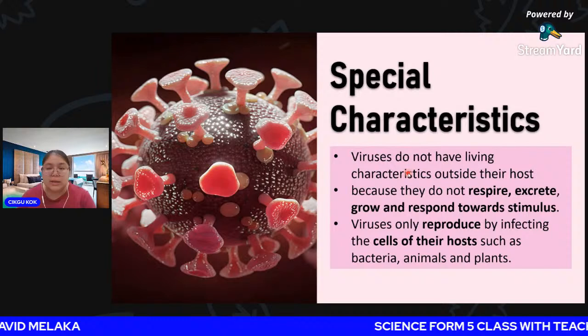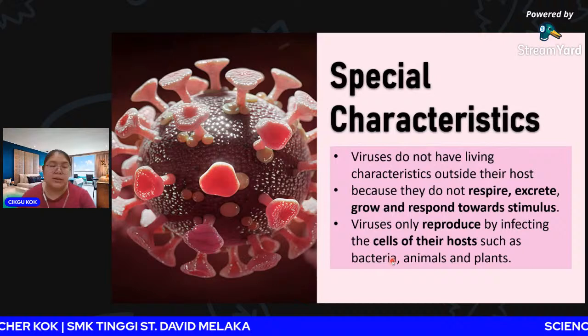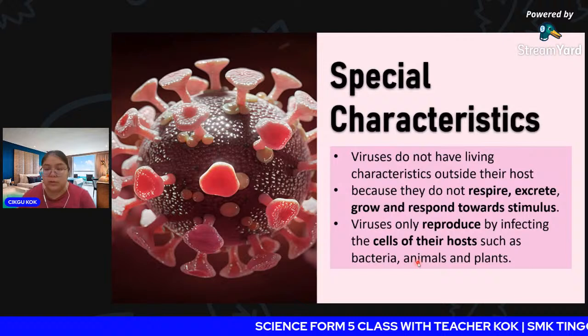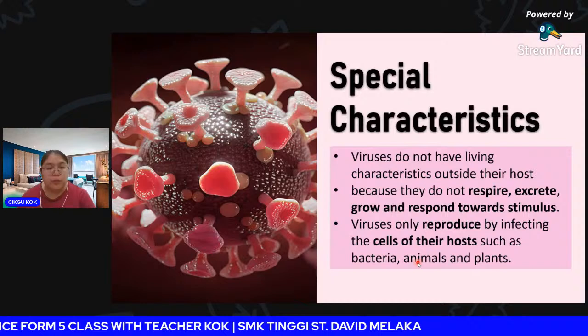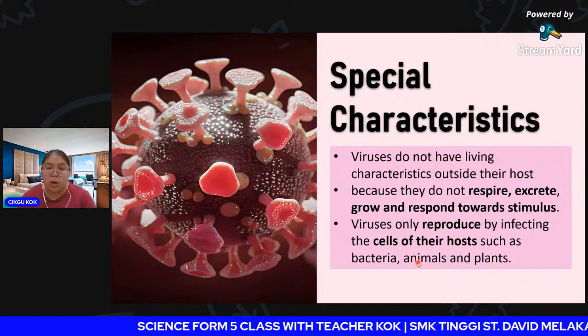A virus only reproduces by infecting the cell. That means to reproduce, they must infect cells from their host, such as bacteria, animals, plants, and also human beings. So once they are in your body, they will automatically reproduce more and more viruses. They do not need to eat, respire, or excrete. That means they can stay longer in your body. Now we're going to see how they stay longer.